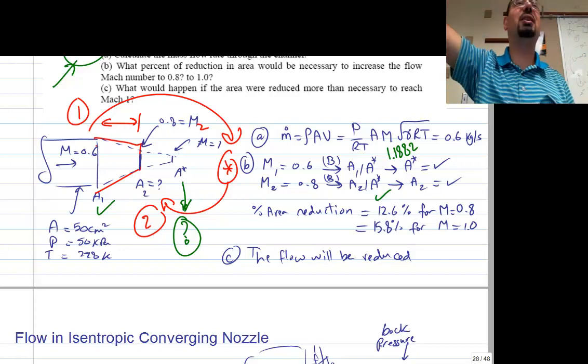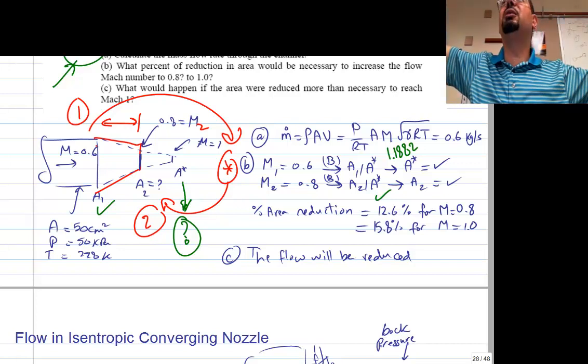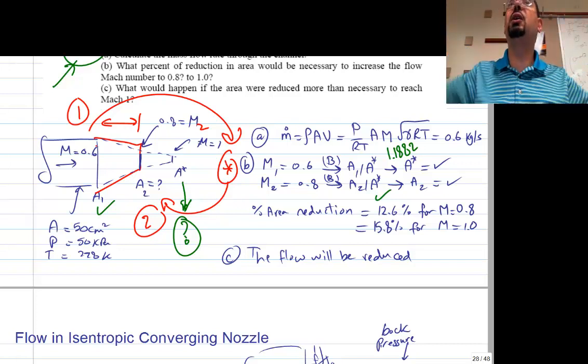Because we are assuming a frictionless duct. So it doesn't really matter if we kept going for a kilometer without friction and without heat transfer. It doesn't matter. It's the area. Did you reduce the area or not?